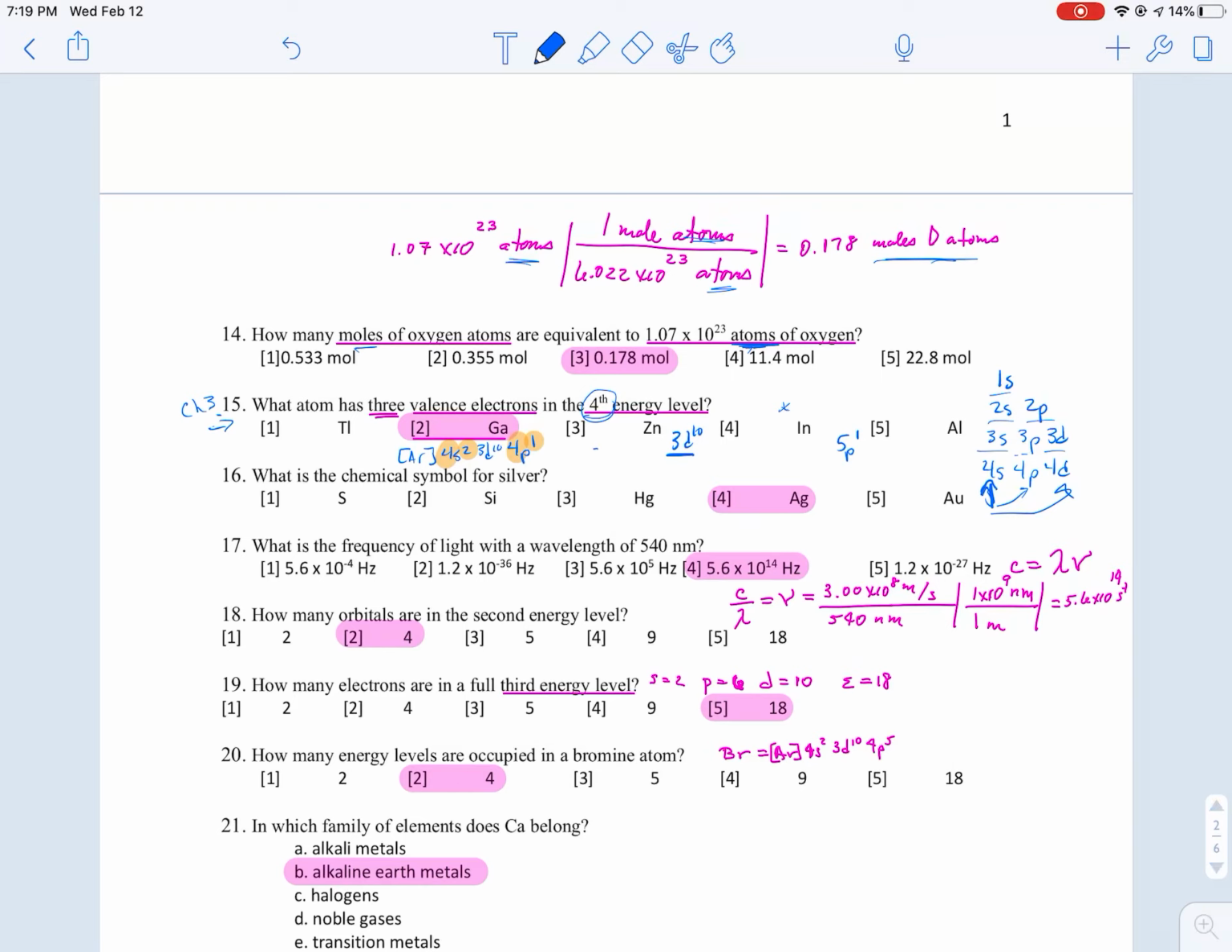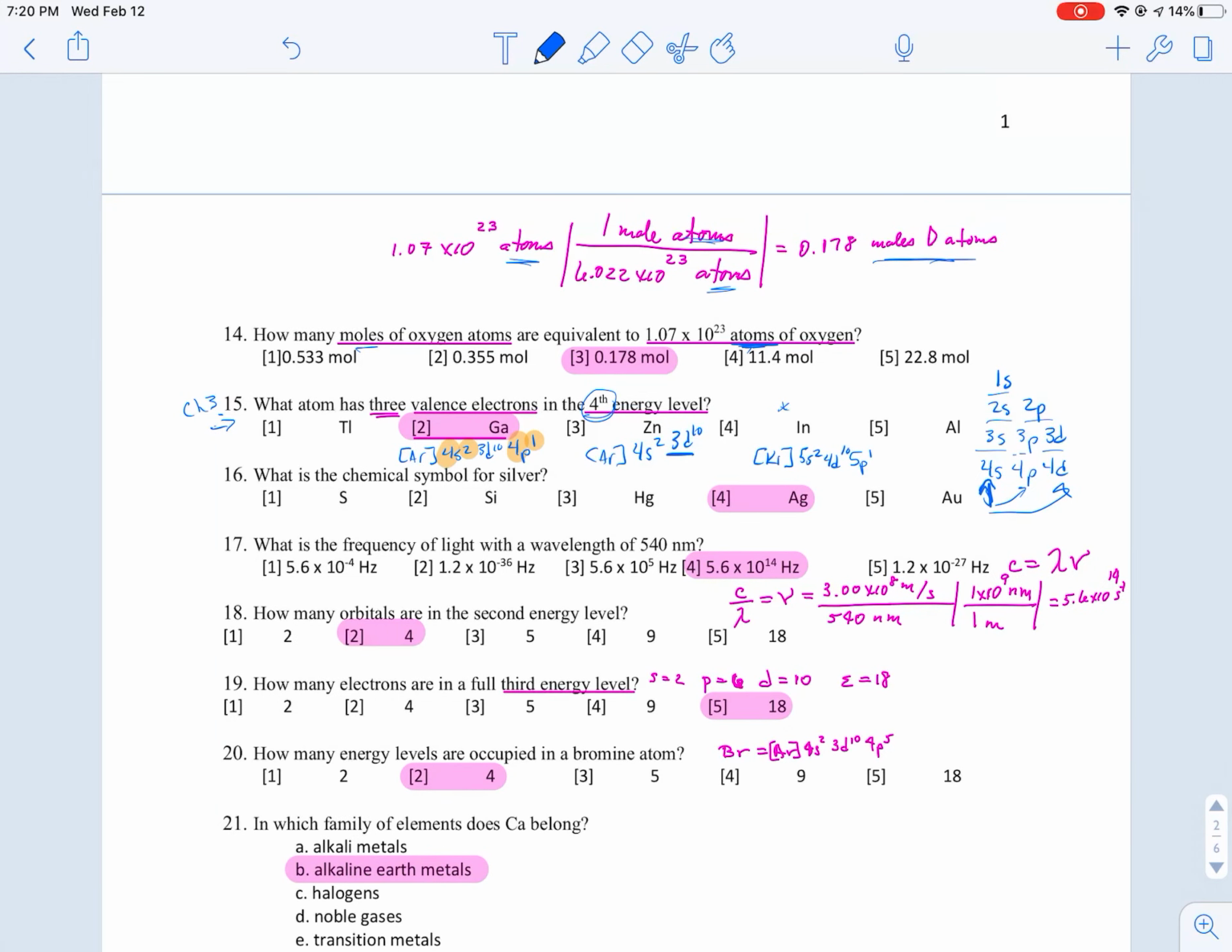Whereas this guy, zinc, he's got the argon core, and he's 4s2, but we don't have any more. So he's only got 2 in that level. Indium has the krypton core, and he's 5s2, he's 4d10, and then he's 5p1. So again, he doesn't have 3, he has 10 in that area.